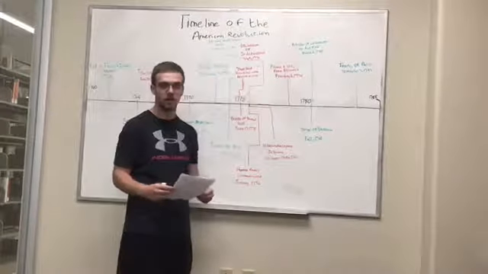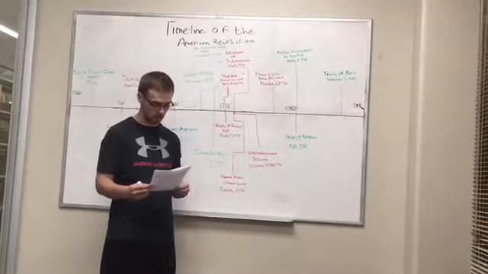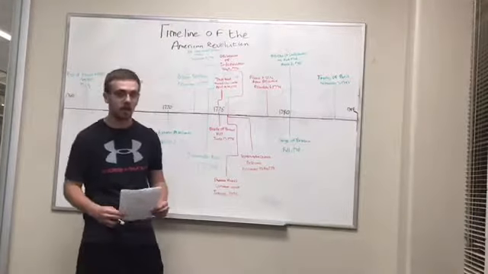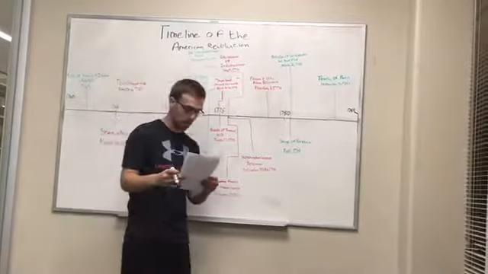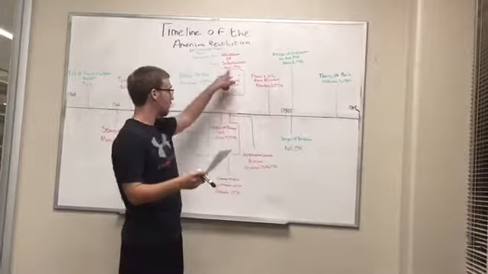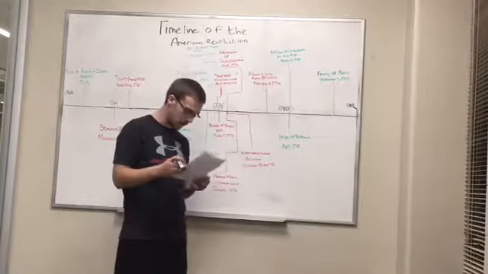This influenced Americans to want independence over British rule, which directly led into the Declaration of Independence, which came into effect on July 4th, 1776, or Independence Day as we like to call it.